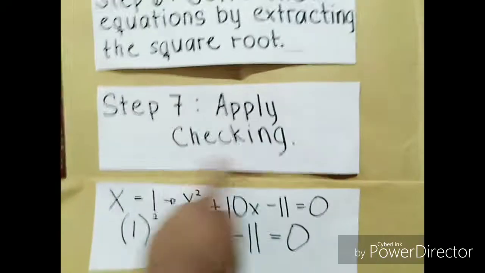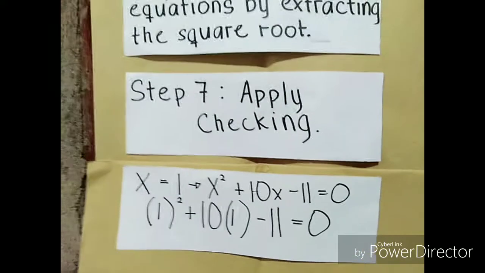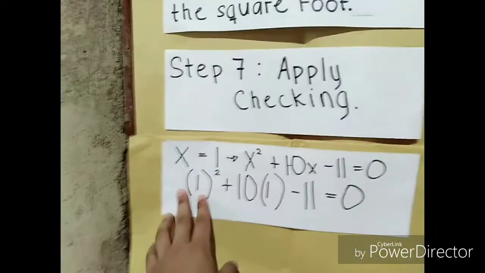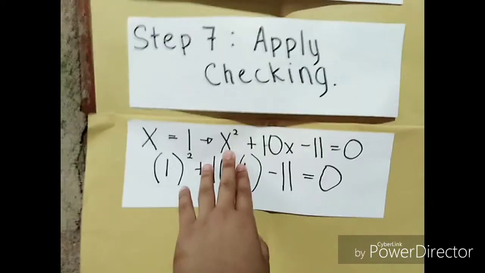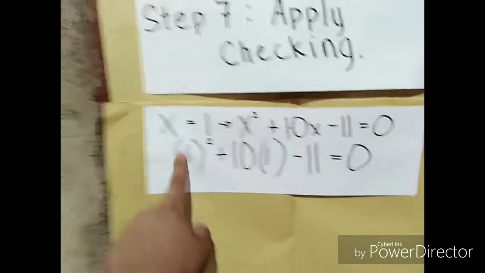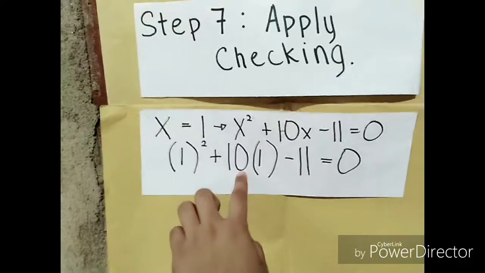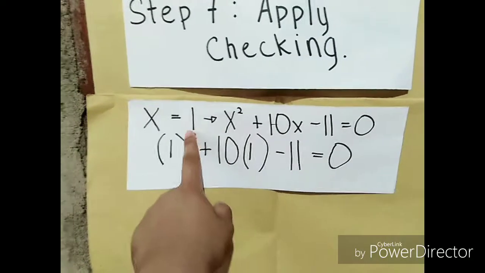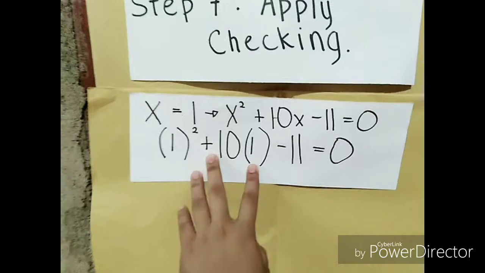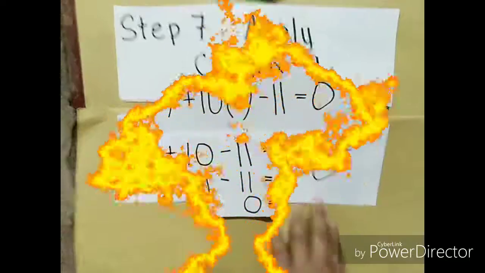Let's proceed to the last step. Step 7. Apply checking. We will solve first x equals 1. The quadratic equation is x squared plus 10x minus 11 equals 0. The x here is 1. So open parenthesis 1 close parenthesis squared, plus 10 times the x which is 1, open parenthesis 1 close parenthesis, minus 11 equals 0.